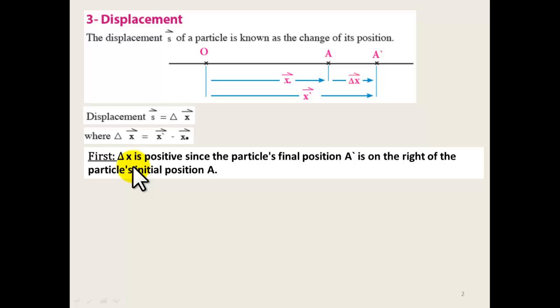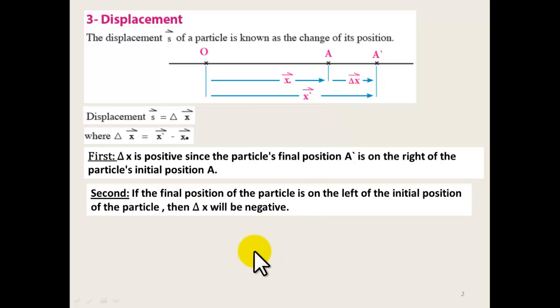First, delta x is positive since the particle's final position A dash is on the right of the particle's initial position. A dash is after A. So the difference A dash minus A is positive. Second, if the final position of the particle is on the left of the initial position, then delta x will be negative.